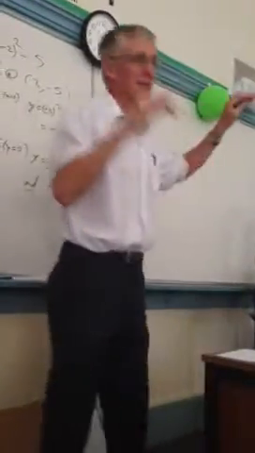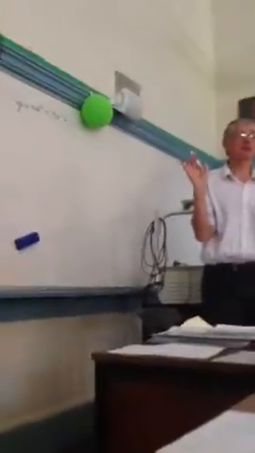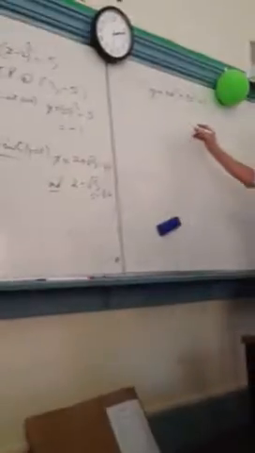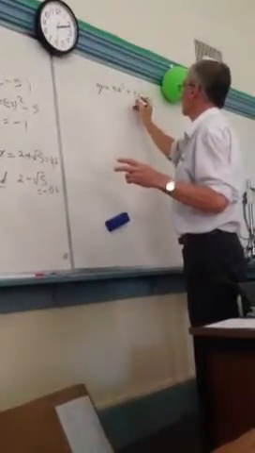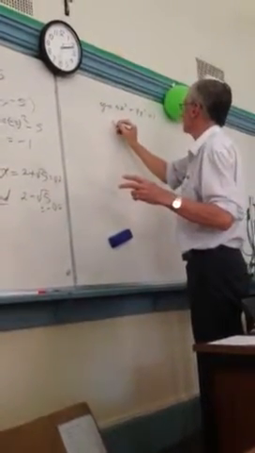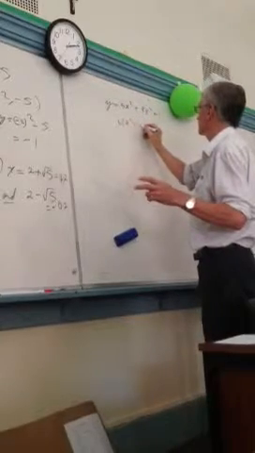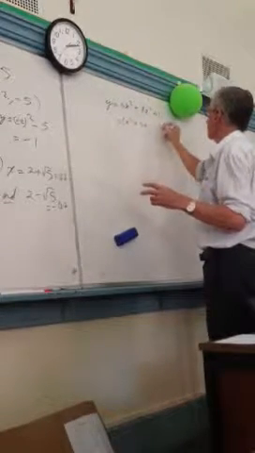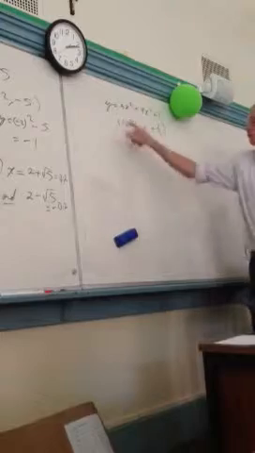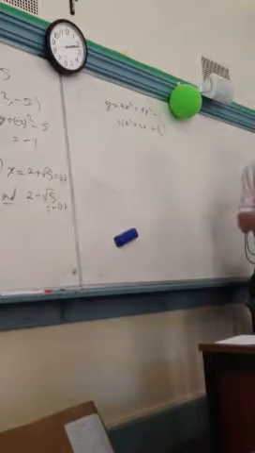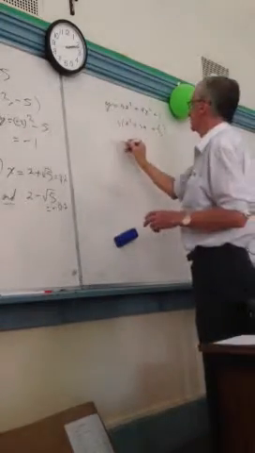Now, this one's a bit harder. I complete the square again. So what's the first step if I want to complete the square? Take out the 3. Now, it doesn't matter about that. So it's 3 bracket x squared plus 3x plus 1/3. 3 times a third, 1. Now, the 3 stays there.